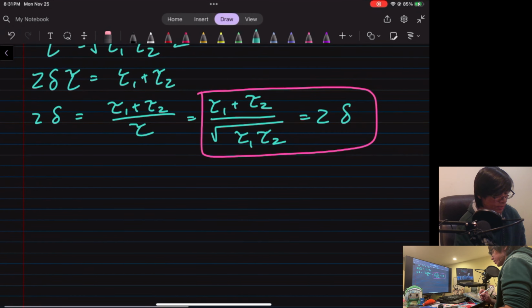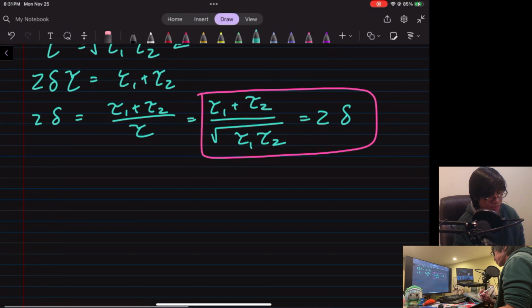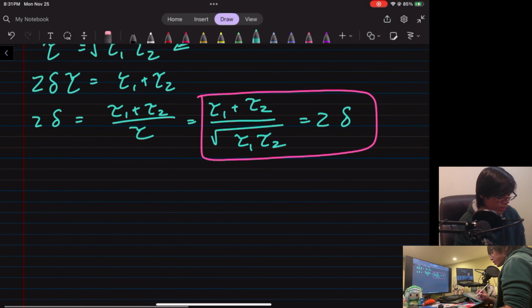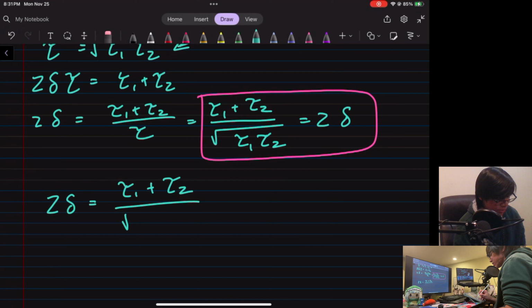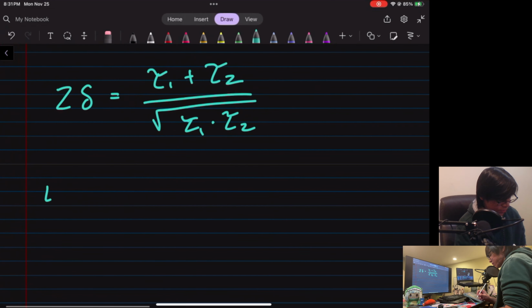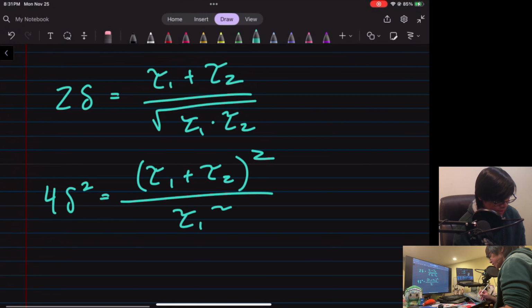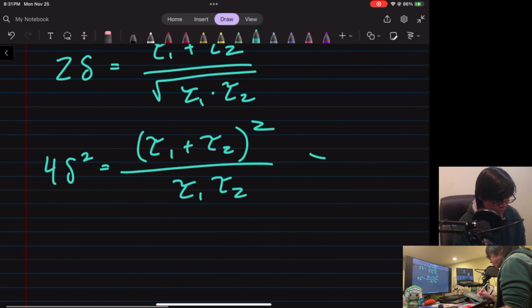So if I can square root this or square it, yeah, I'll square it. So I'll rewrite it first. 2 zeta is equal to tau 1 plus tau 2 over the square root, so this is the geometric mean, square root and product. Now I square these. So we have 4 zeta squared equal to tau 1 plus tau 2 squared over tau 1 tau 2. And this is always greater than 1.